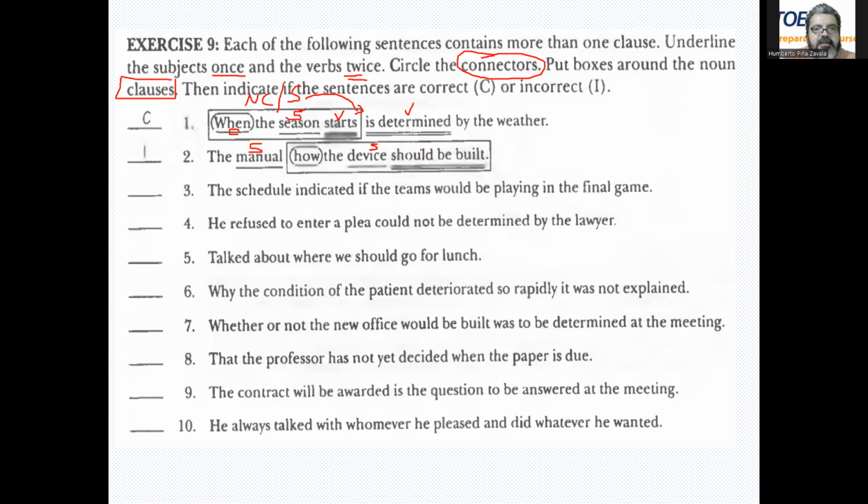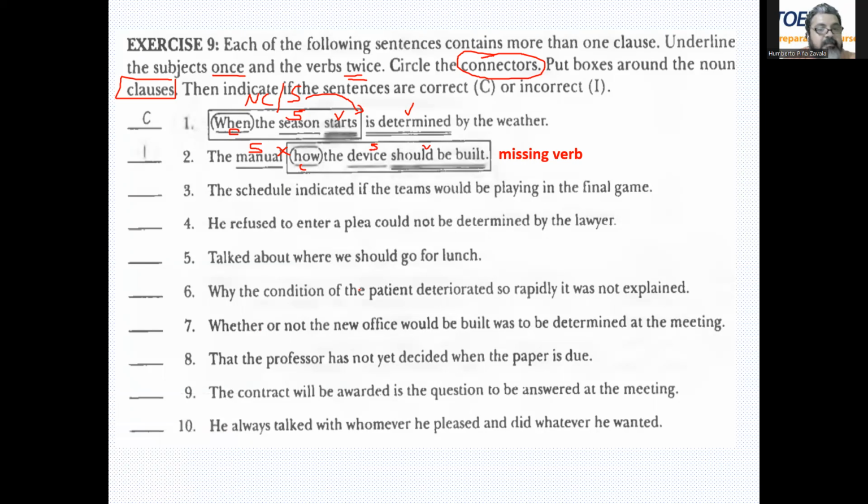"The manual how the device should be built." The device is the subject, should be built is the verb. How is the connector. The whole thing is the noun clause. It should be the object of something, but because we don't have the verb, this is incorrect, right? We're missing a verb. Okay, so now it's time for you to pause the video and try to answer this exercise. When you finish, come back and get your answers, right? Pause it now, and I'll see you when you come back.